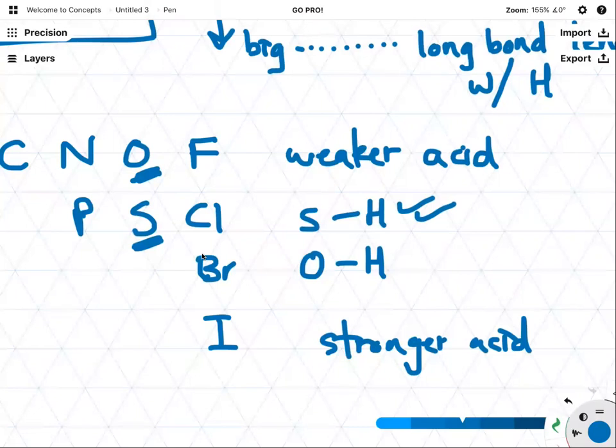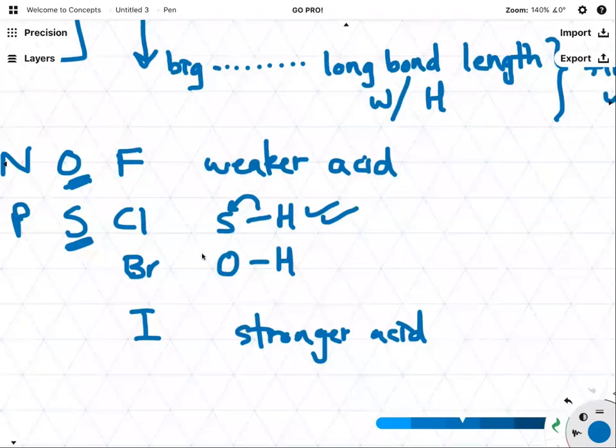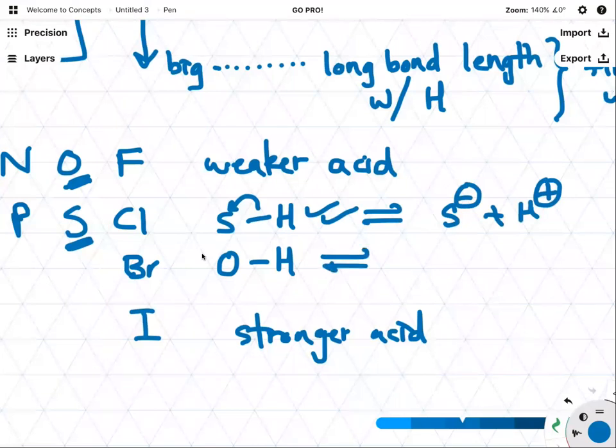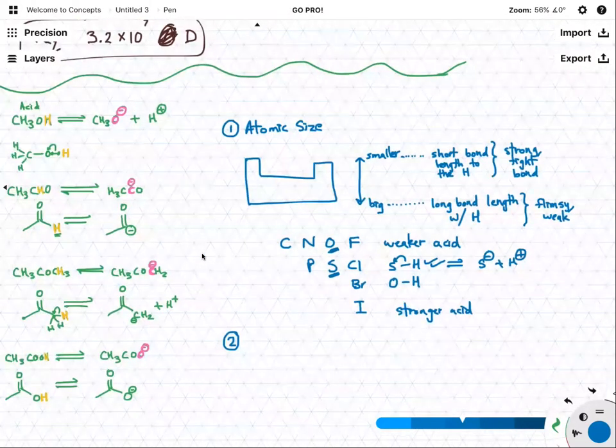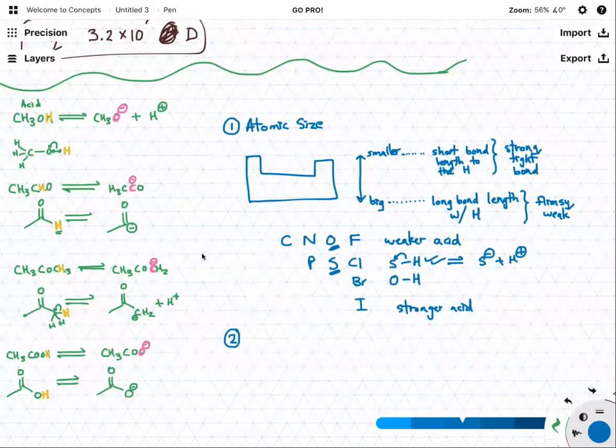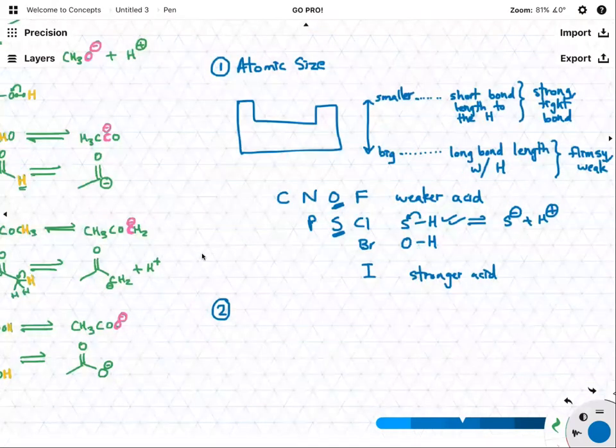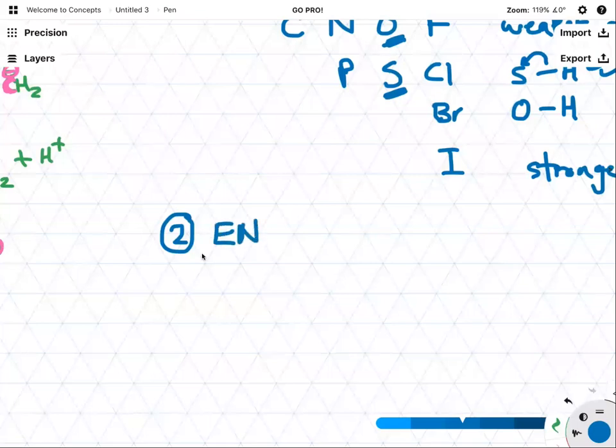So the sulfur is going to want to kick off that hydrogen very easily and become an S minus. And the oxygen is going to not really want to do that, at least in comparison to sulfur. But in this case, for problem number 7, we're given only oxygens and carbons, and they're in the same period, in the same row. So we can't use atomic size to figure out what's a stronger acid and what's a stronger base. So we go to electronegativity. That's the second determining factor.